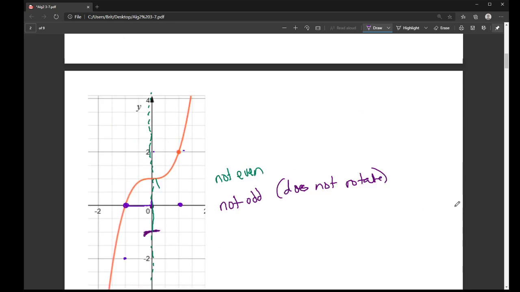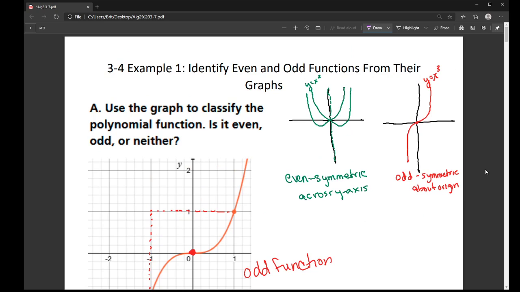Alright, so that's how we look at a graph and determine if it's even, odd, or neither.